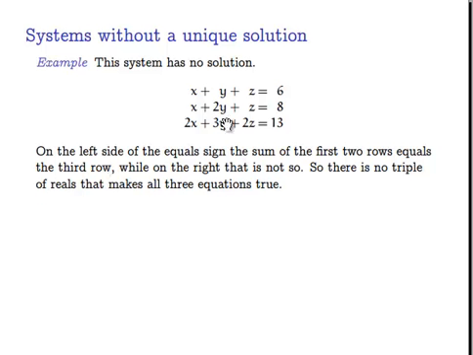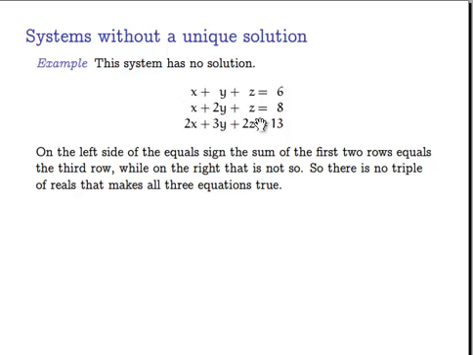Let's verify that. Here we have x plus x equals 2x, y plus 2y equals 3y, z plus z equals 2z. So if I add these 2 equations, I get on the left-hand side the same expression as this expression. Unfortunately, if I add the 2 constants on the right-hand side, I don't get the same constant as over here. Now we know that if x, y, and z satisfy this equation and this equation, then it satisfies the sum of those 2 equations.